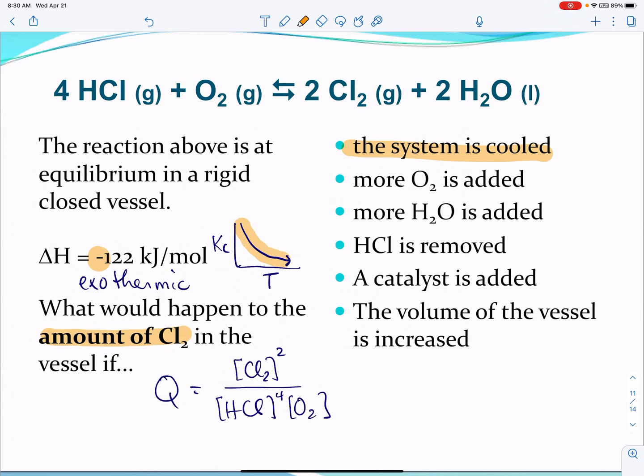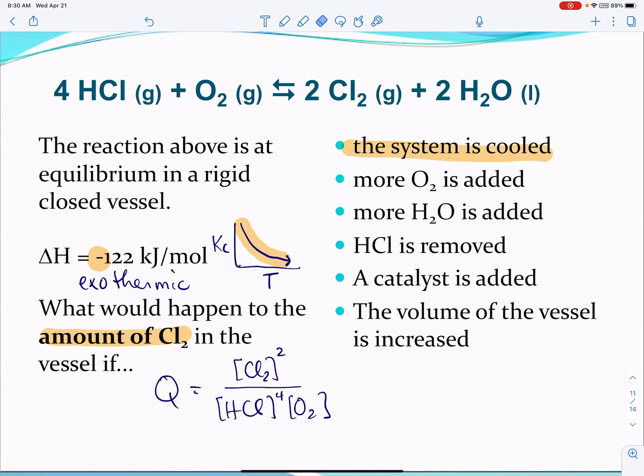Number one, Q is unaffected. Q doesn't change. Number two, that Kc increased when you cooled a system because this was an exothermic reaction. Did you then say that Q is now less than Kc? Did you say that that would cause a forward shift in equilibrium? And finally, did you say that that'll produce more chlorine at the end? That would be a complete answer.